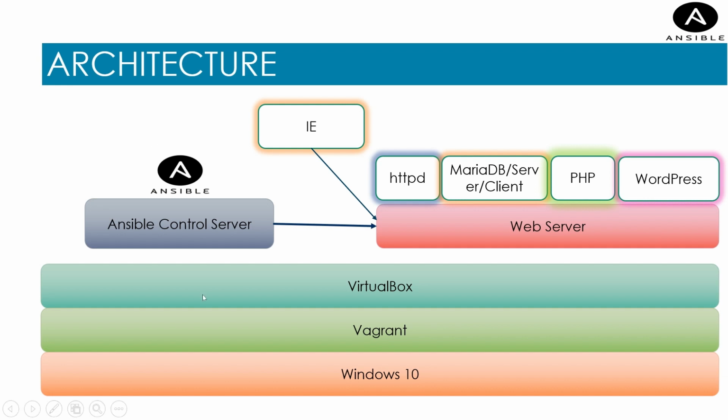So the architecture is like this: I have a Windows 10 PC. On top of that, I have installed Vagrant and VirtualBox, and then in that VirtualBox, I have an Ansible control server and a web server. Inside the web server we are going to provision HTTPD, MariaDB server and client, PHP, and WordPress, and on that basis we'll access the WordPress site with the help of Internet Explorer.